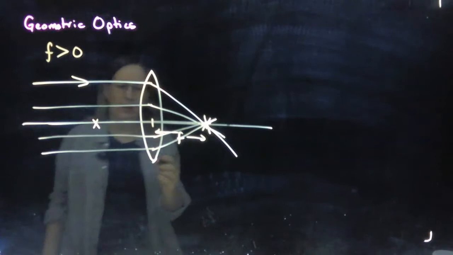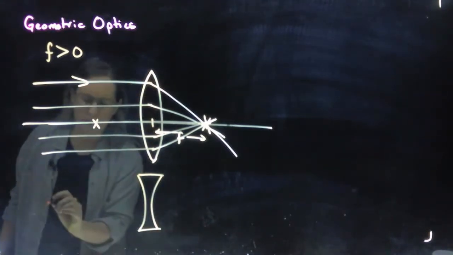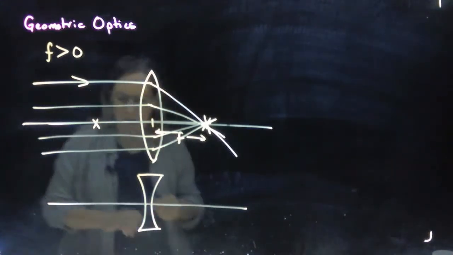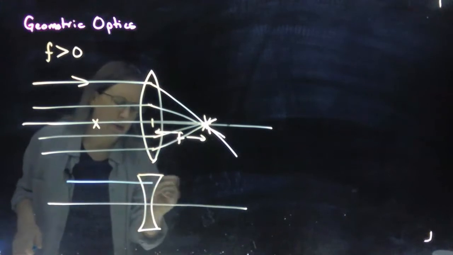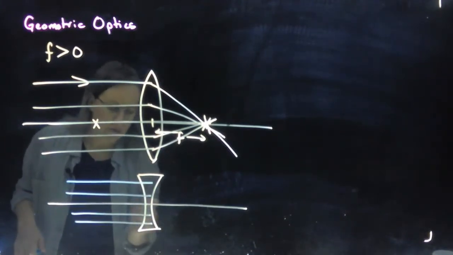A negative lens is going to look like this. This is a divergent lens. And what happens is light coming in parallel looks like it diverges from the same point.